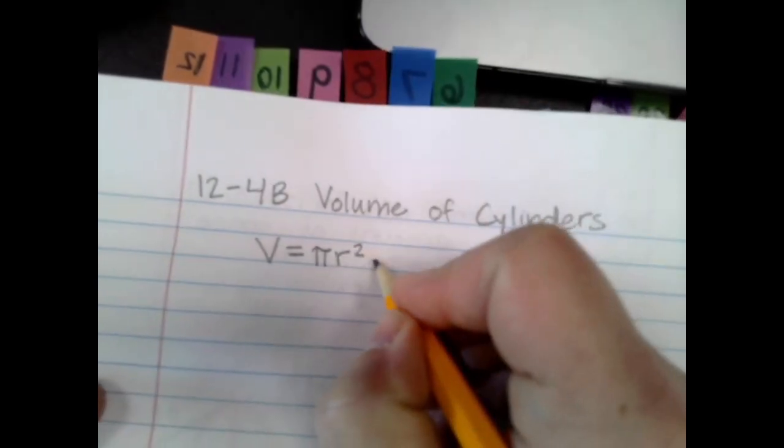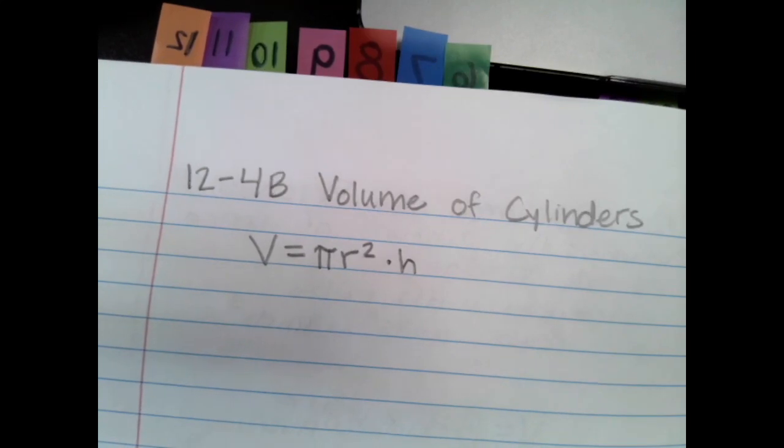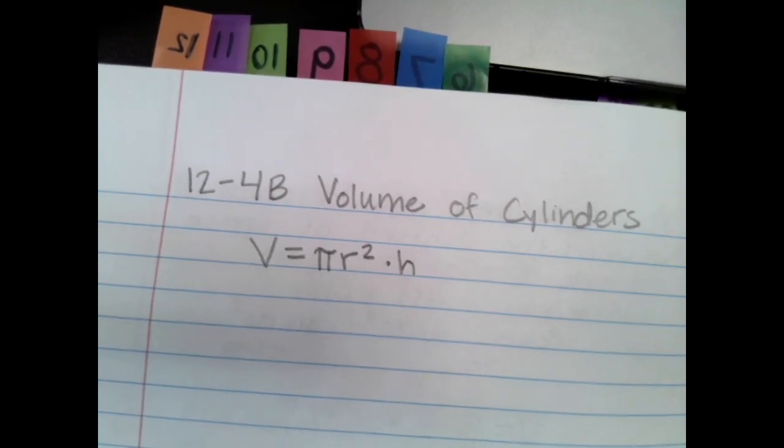And that's all it is. Pi r squared times h.